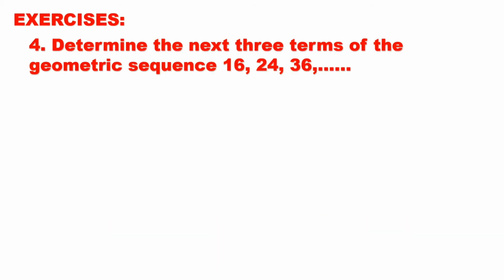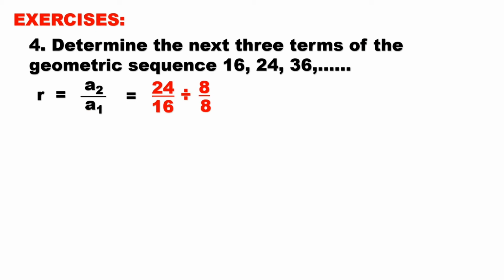Another, number 4, determine the next 3 terms of the geometric sequence, 16, 24, 36, and so on. First, determine the common ratio. Use the second term divided by first term or a sub 2 over a sub 1. Substitute a sub 2 which is 24, a sub 1 which is 16. To simplify 24 over 16, we will divide both the numerator and denominator by its greatest common factor which is 8. 24 divided by 8 equals 3, 16 divided by 8 equals 2. Therefore, the common ratio for this sequence is 3 over 2.